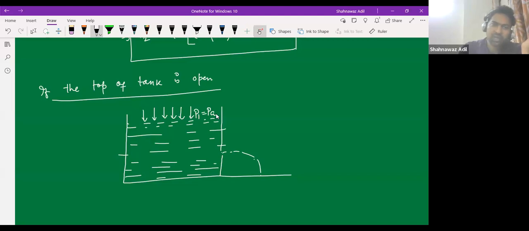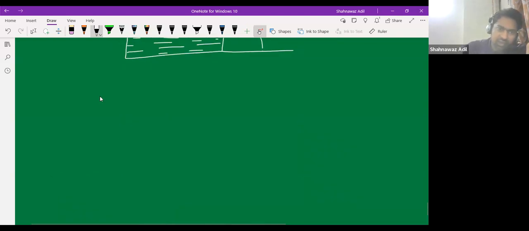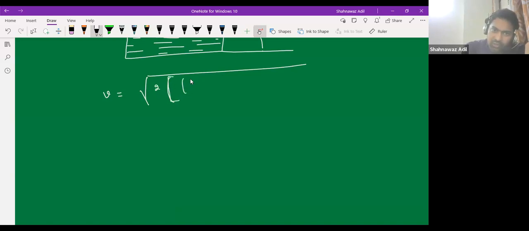Now let us look back at the speed of efflux. So then I should write P, right? Speed of efflux would be how much? It is root of 2 times (P minus PA) divided by rho, plus 2gh.